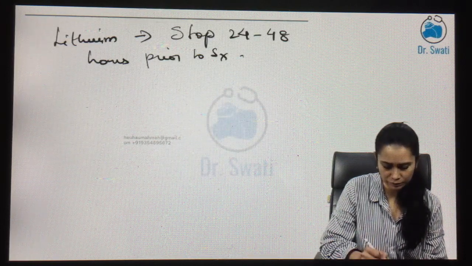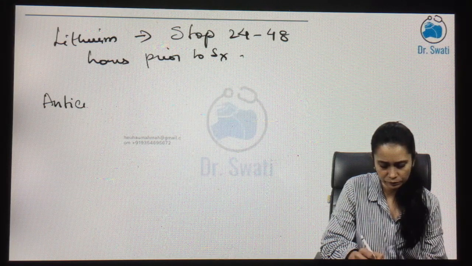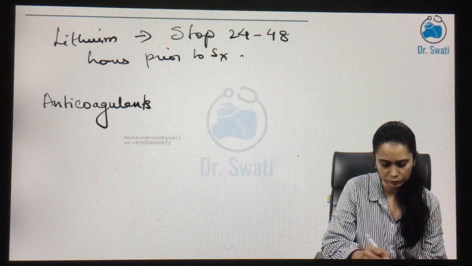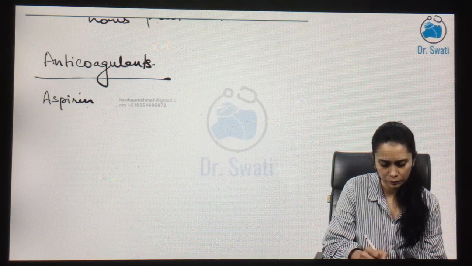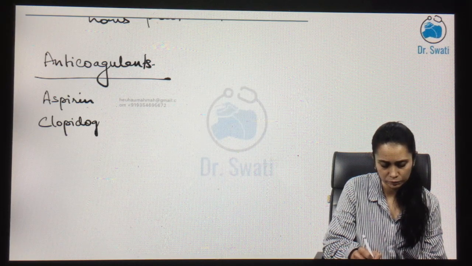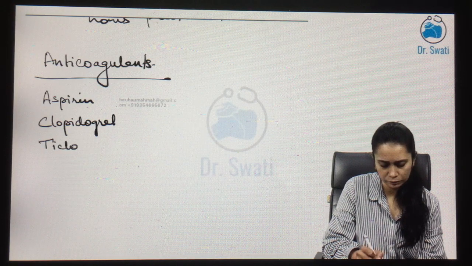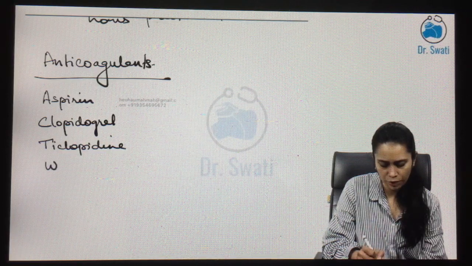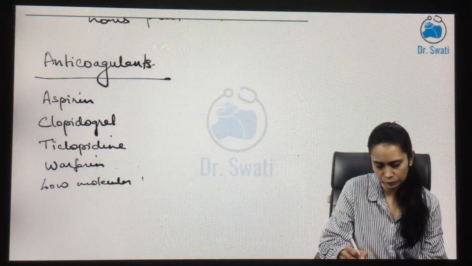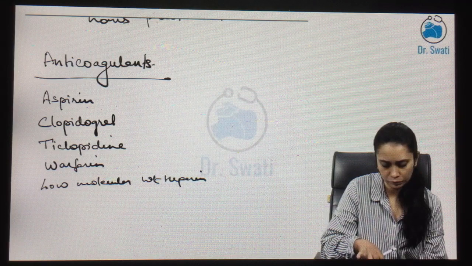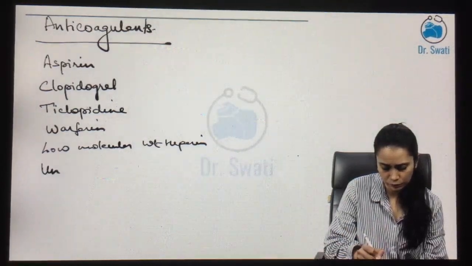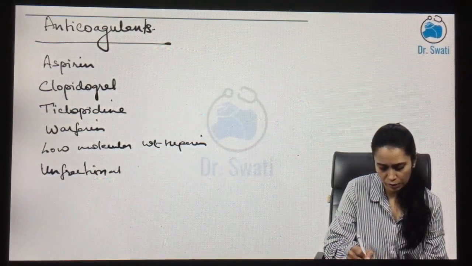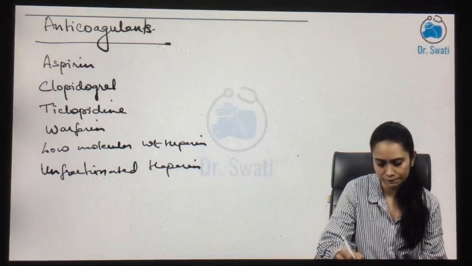Now comes anticoagulants. Aspirin, clopidogrel, ticlopidine, warfarin, low molecular weight heparin, unfractionated heparin. Okay, very important.